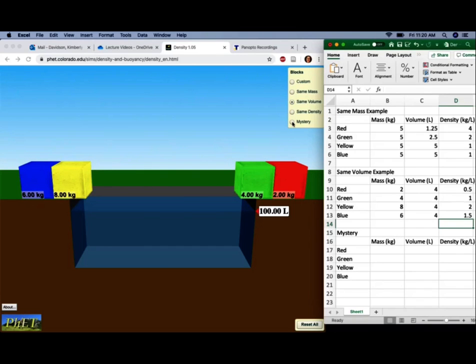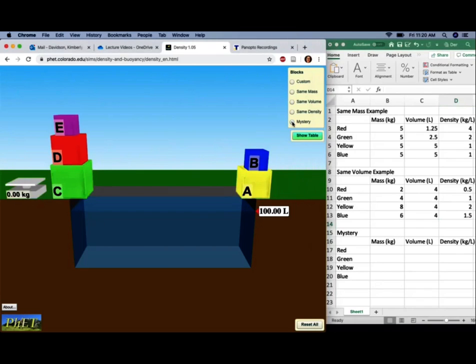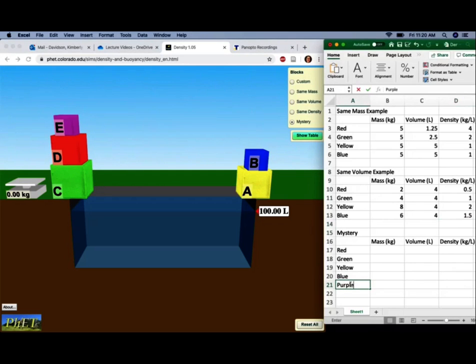All right, so now let's look at some mystery cubes. So we've got cubes A, B, C, D, and E. And we don't know their masses, and we don't know their volumes. Oh, and I forgot to add purple to my list here.